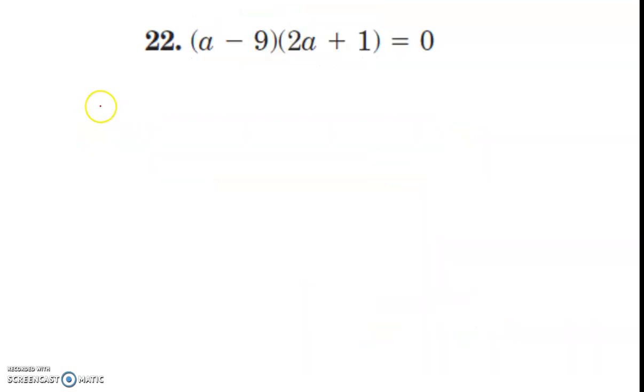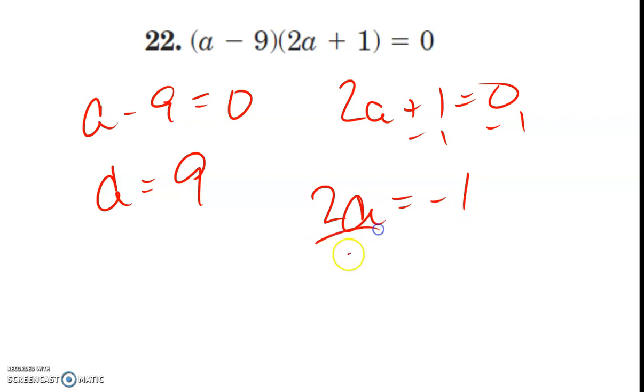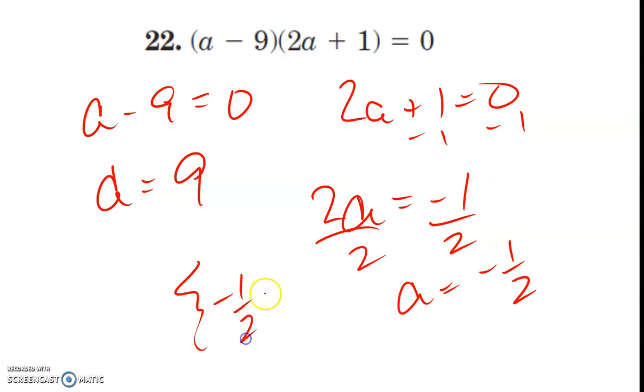Same idea here. A minus 9 is equal to 0. 2a plus 1 is equal to 0. A is equal to 9. Here we have to subtract 1. 2a is equal to negative 1. Dividing by 2 gives me a is equal to negative 1/2. That's a valid solution. Okay, so our two solutions are negative 1/2 and 9.